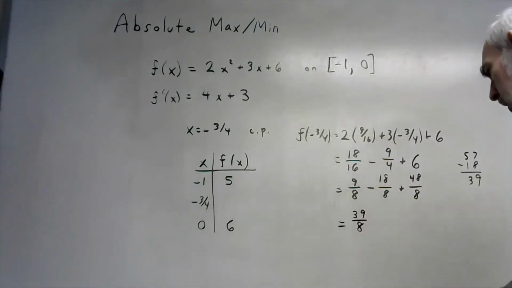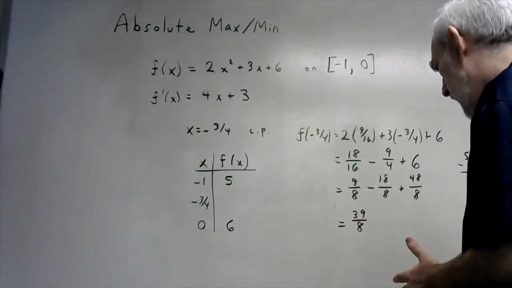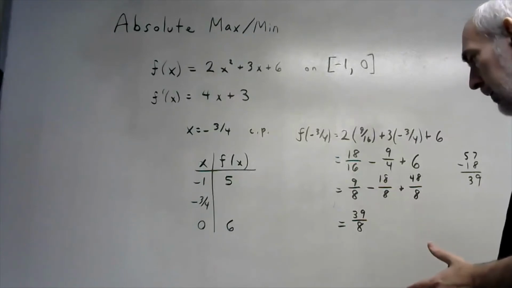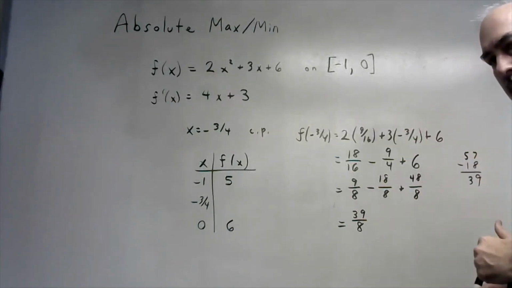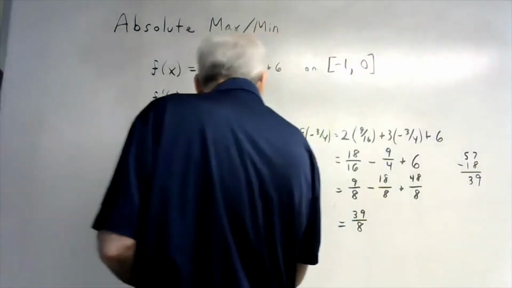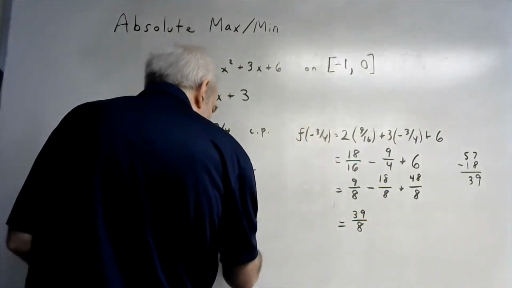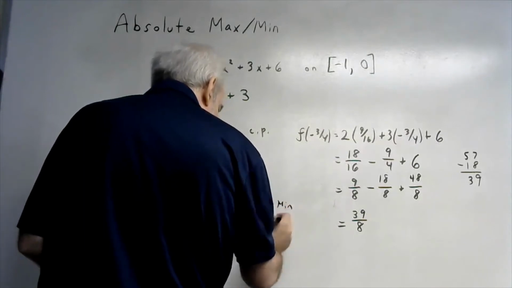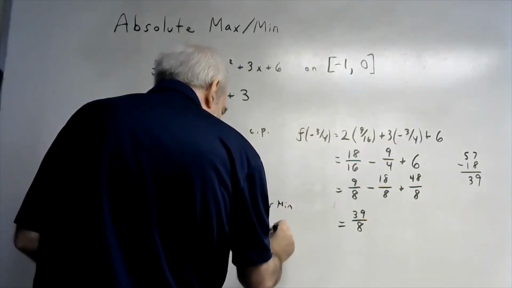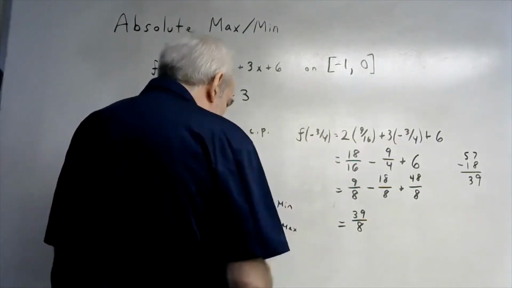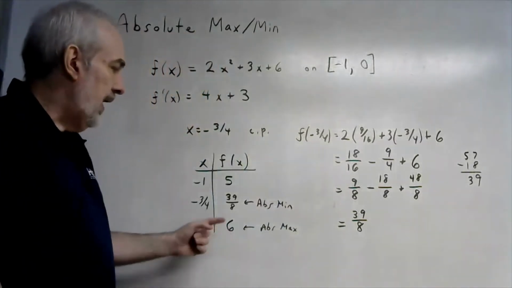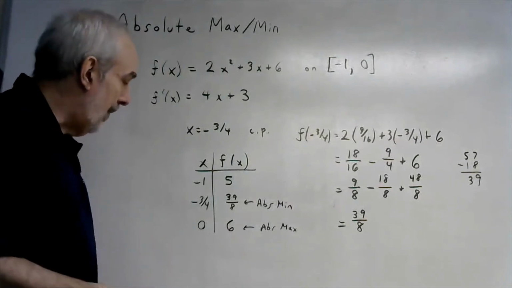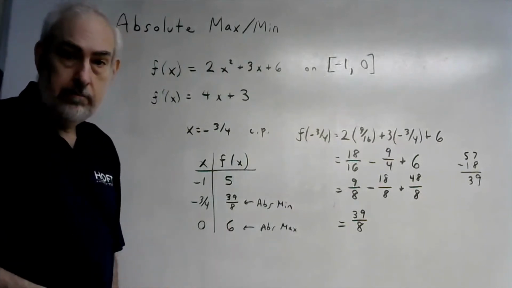Okay. Now 39 divided by 8, that's almost 40 divided by 8. So that's almost 5, but it's a little bit less than 5. Therefore, 39/8 is the absolute minimum, and 6, well, that's the biggest value, so that's the absolute maximum. So we have an absolute minimum of 39/8 and an absolute maximum of 6.